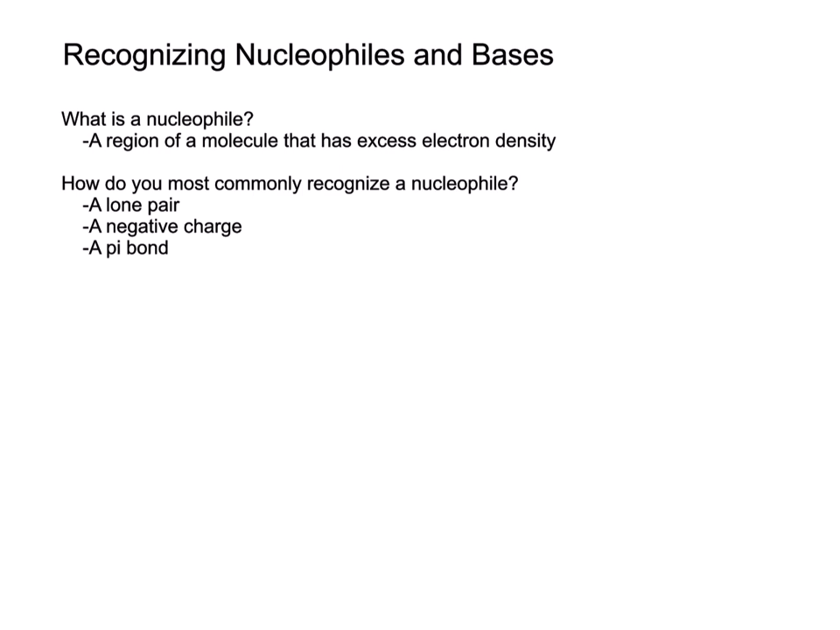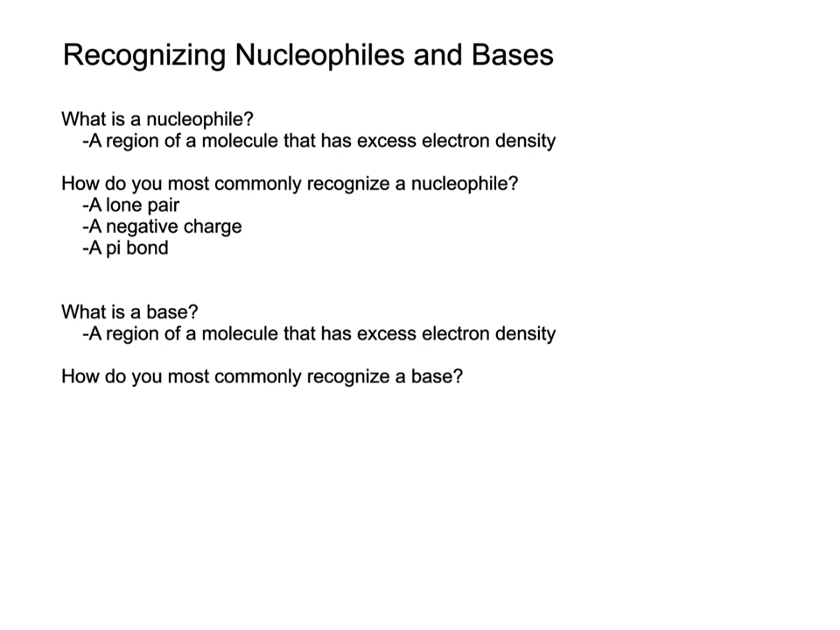With that out of the way, let's talk about bases. What's a base? And again, I'm not going to give you the very technical definitions. Now, we already know the Bronsted-Lowry and the Lewis definitions of a base. You can say that it's an electron donor or a proton acceptor. But again, I'm going to go simpler than that. A base is a region of a molecule that has excess electron density. And now we have to ask, how do you most commonly recognize a base? Well, luckily for us, bases also like to advertise themselves. You're looking for a lone pair, a negative charge, or a pi bond. And there you have it. Now you know how to recognize a nucleophile and a base.